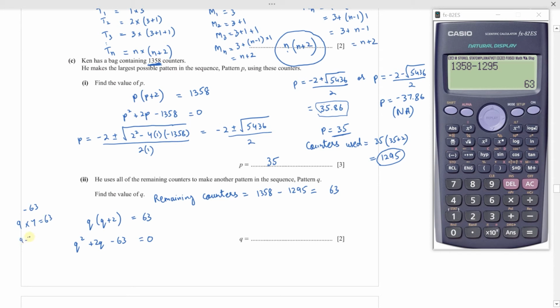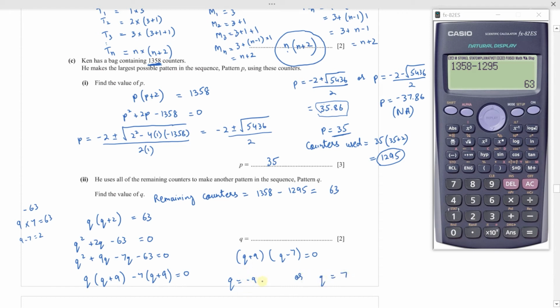9 sevens are 63, and 9 minus 7 is 2. So I will have q square plus 9q minus 7q, which is 2q, minus 63 equals 0. So q into q plus 9 minus 7 into q plus 9 equals 0. So this gives me q plus 9 multiplied by q minus 7 equals 0. So q equals minus 9 or q equals 7.